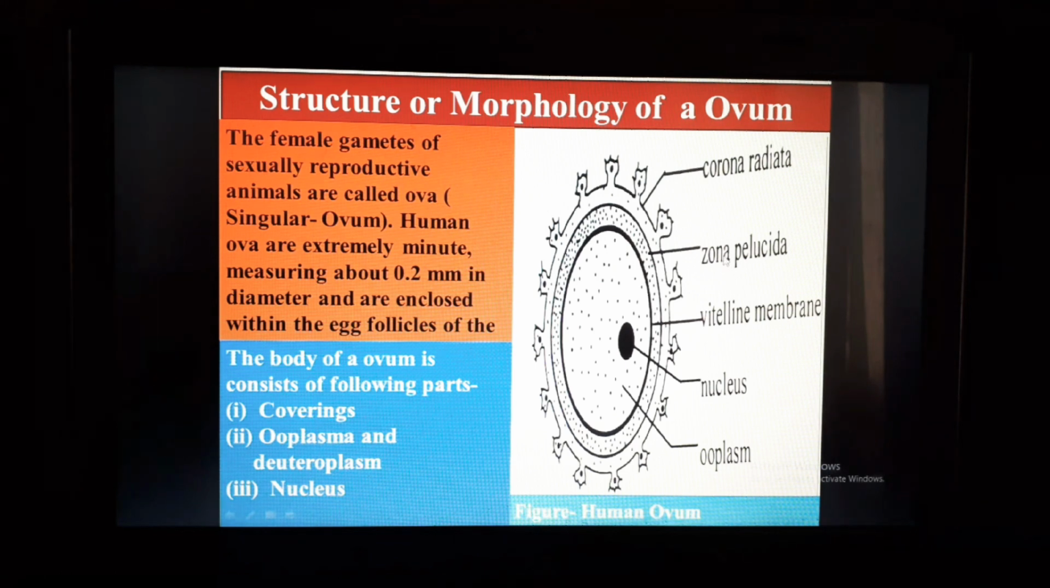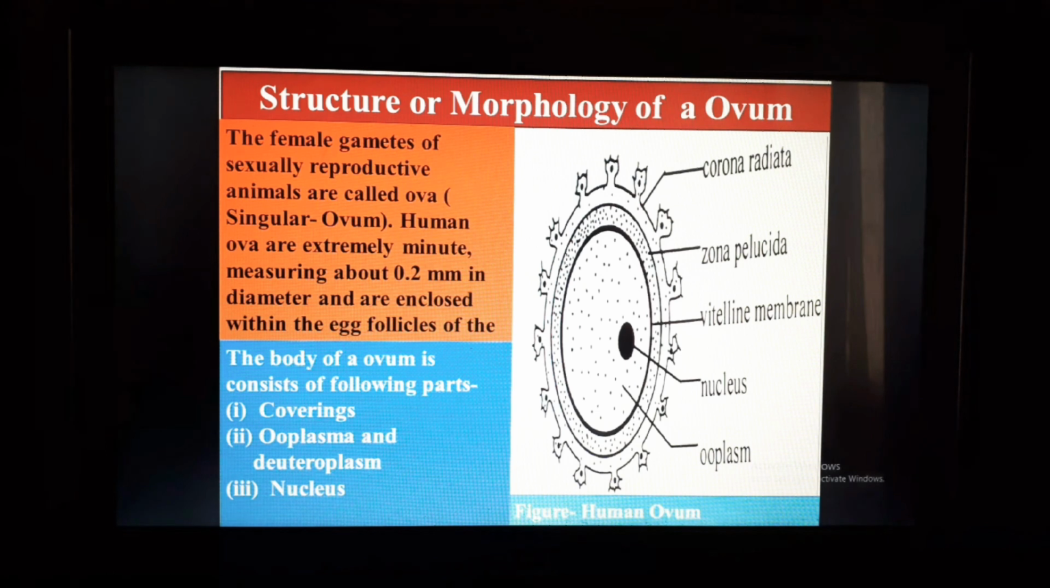And the last one, corona radiata. It is an additional membrane formed when the egg passes through the oviduct.